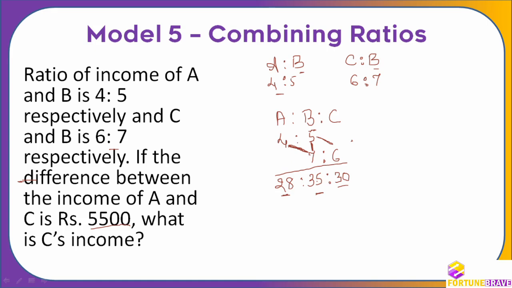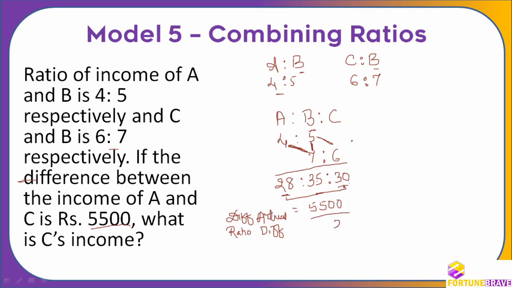If the difference between income of A and B, A and C, they are saying the difference between A and C is how much? 5,500. Okay. So the difference between these two is how much? The actual difference they have given is how much? 5,500. A and C, right? And the ratio difference is how much? Difference in ratio is only 2, right? It's only 2.